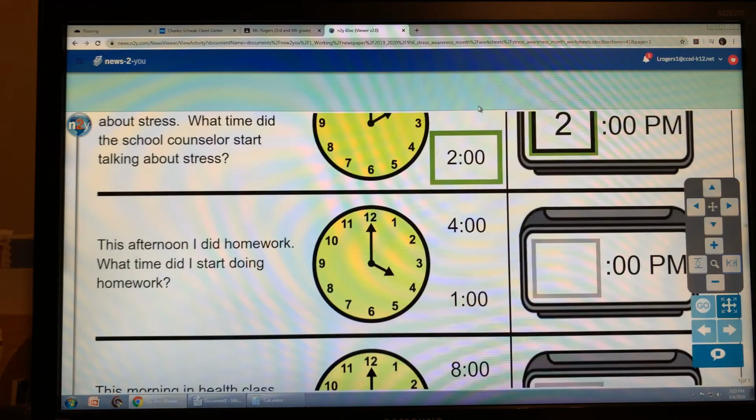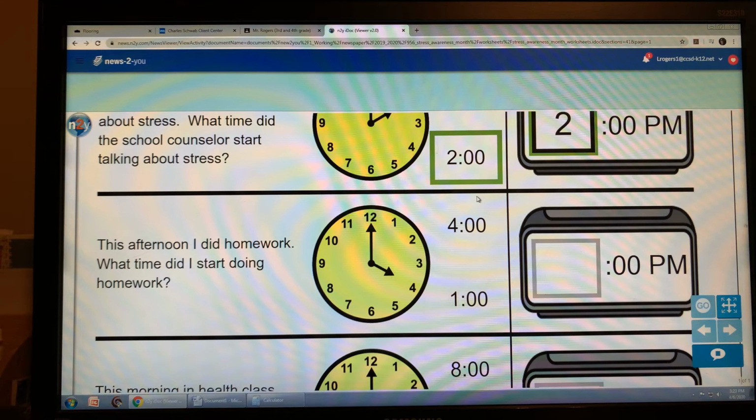Now we're ready for our next question. So we're going to scroll up to our next question. This afternoon, I did homework. What time did I start doing homework? Okay, so we're going to go to our analog clock. This is my minute hand. It's pointing at the 12, which tells me that I'm going to have 0 minutes past the hour. But now I need to look at my hour hand to see what should go in the hour spot. So here's my hour hand, and it is pointing at the 4. So this afternoon, I started doing my homework at 4 o'clock.